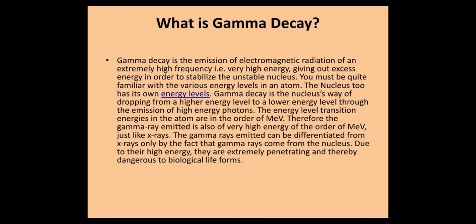The energy level transition energies in the nucleus are on the order of megaelectronvolts. Therefore, the gamma ray emitted is also of very high energy, of the order of megaelectronvolts, just like X-rays. Gamma rays can be differentiated from X-rays only by the fact that gamma rays come from the nucleus. Due to their high energy, they are extremely penetrating and thereby dangerous to biological life forms.